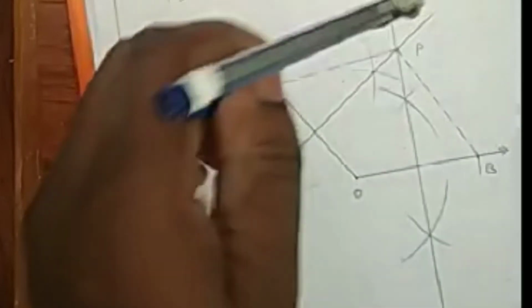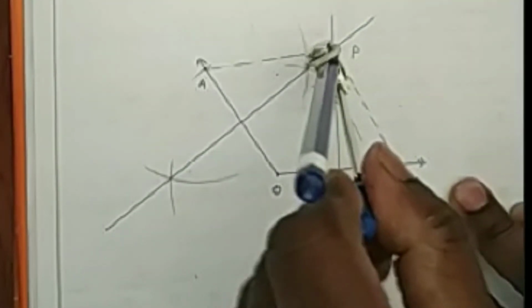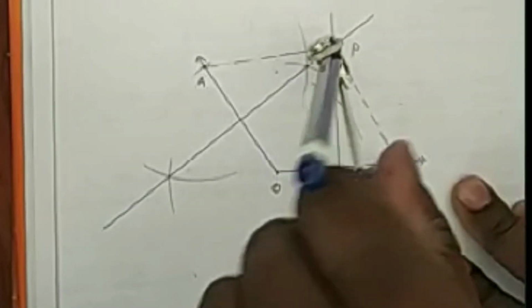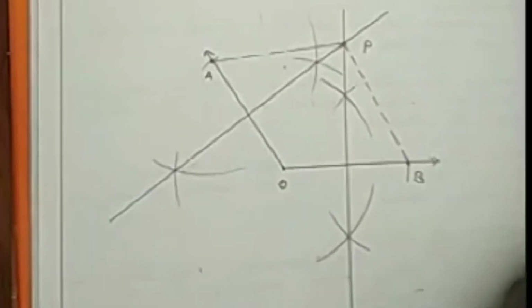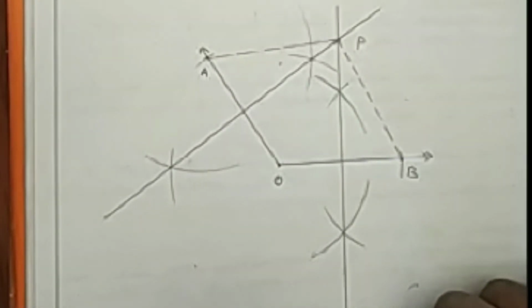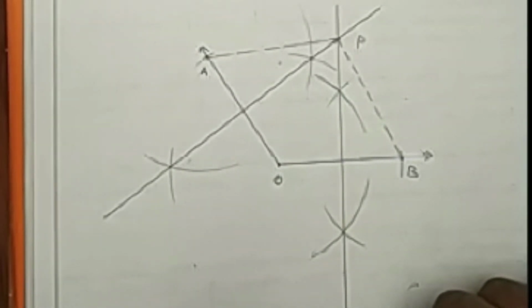Okay. So what you have to do? Open your compass, measure PA, then measure PB. They both lie on the same radius. So yes, they are equal. So the answer is yes, PA is equal to PB.